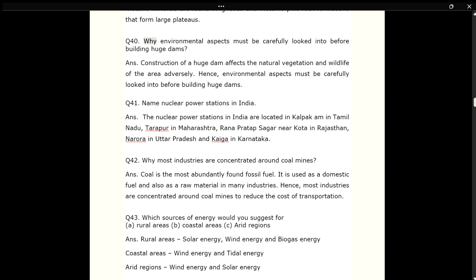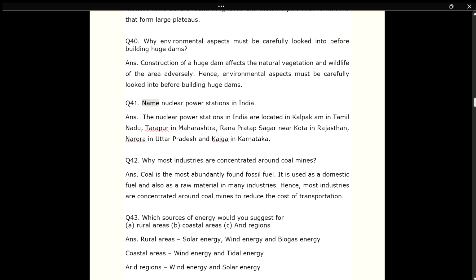Q40. Why environmental aspects must be carefully looked into before building huge dams? Ans. Construction of a huge dam affects the natural vegetation and wildlife of the area adversely. Hence, environmental aspects must be carefully looked into before building huge dams.